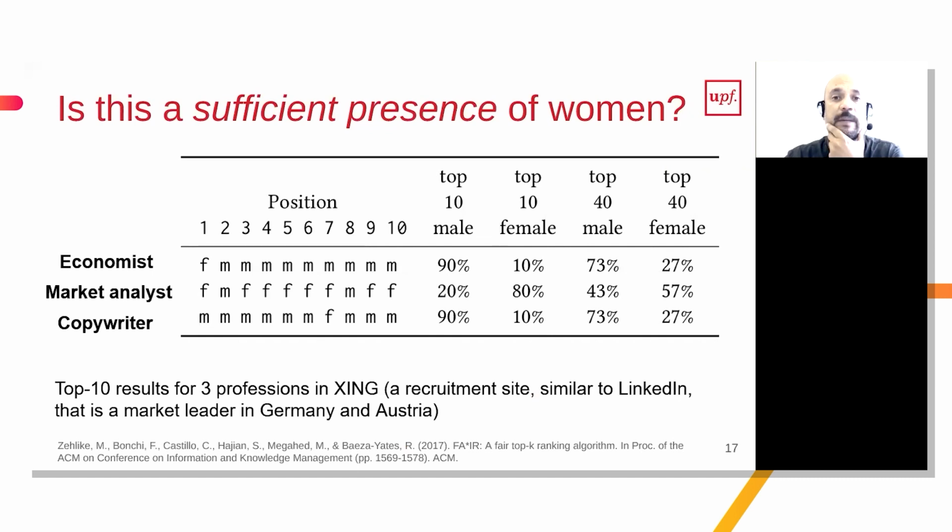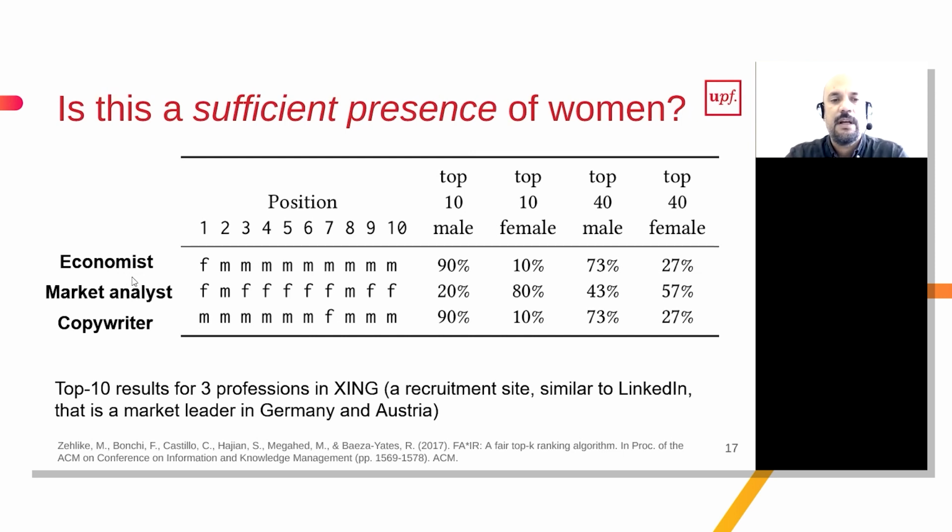Now, let's go back to economic harms. With economic harms, we will usually care about the presence of the protected group, minority group, or less privileged group in search results. So suppose we are on a recruitment site. Here, there is this recruitment site called Think, similar to LinkedIn, and the market leader in the German-speaking world. And in the case of Think, we search for several professions, and we found the following.